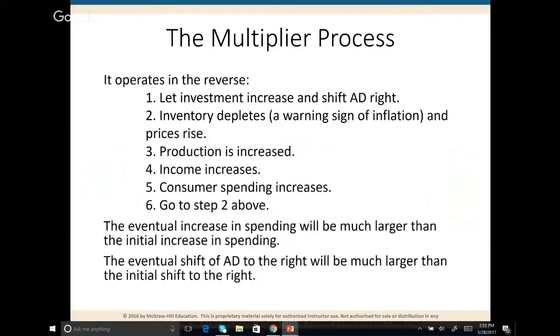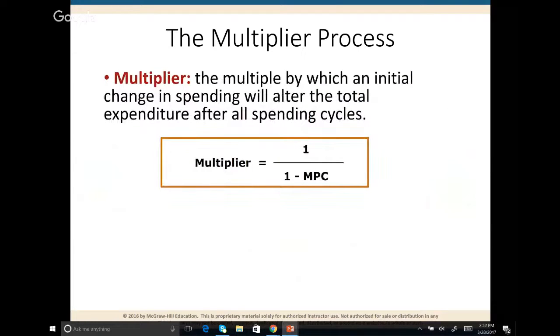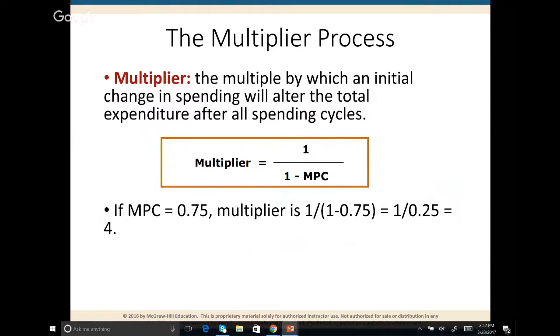Let's keep going. To find a multiplier for this multiplier effect, this is the formula for it. It's 1 divided by 1 minus MPC. Again, MPC is your marginal propensity to consume. So suppose your MPC is 0.75, then your multiplier is 1 divided by 1 minus 0.75, so just 4. That means a $1 change in your initial investment will lead to a $4 change in your GDP.